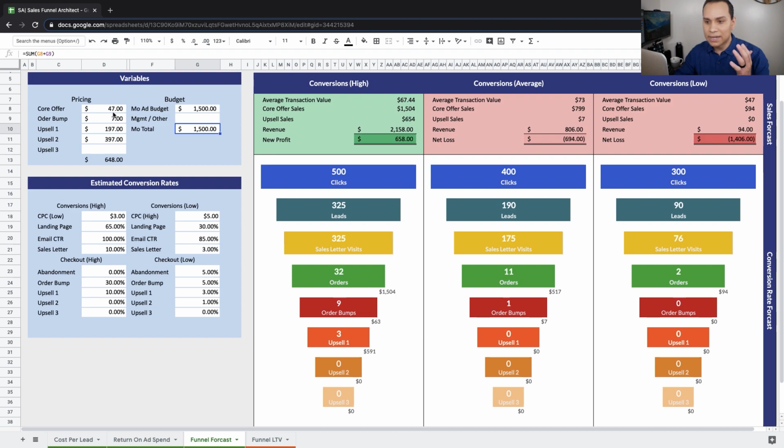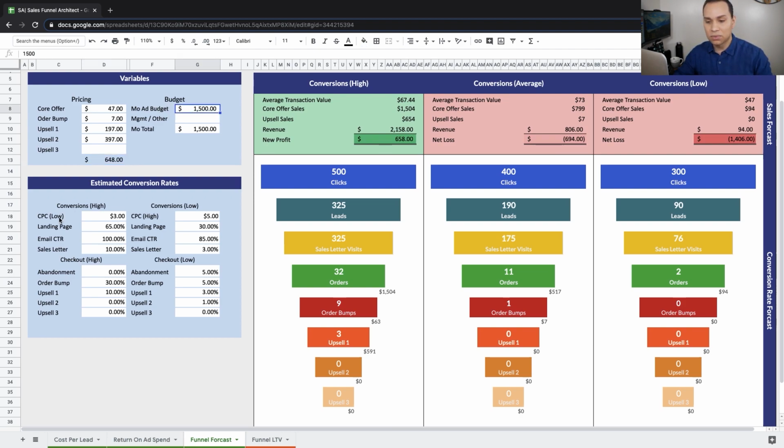So over here on the left-hand side of the screen, we have the core offer, and then we have your order bump and a couple upsells. So this is just how much are you charging for each one of these. I'm going to assume you're doing an online course or service. Of course, this can also work for a physical products business, but again, I'm not an expert there, so I'm just going to assume you're doing courses or a service. So the maximum we could make if they took every single offer we threw in front of them would be $648. I'm going to assume our ad budget is $1,500 a month.